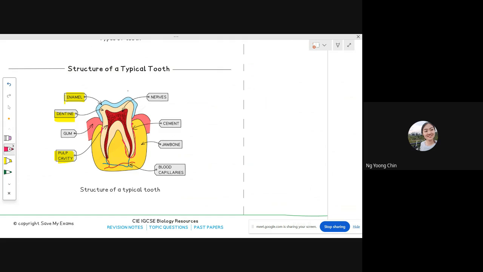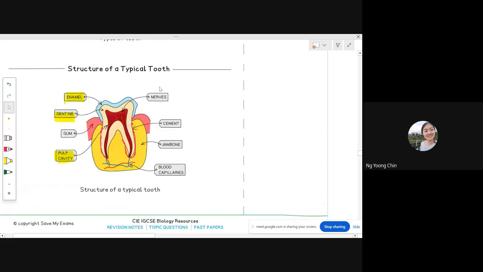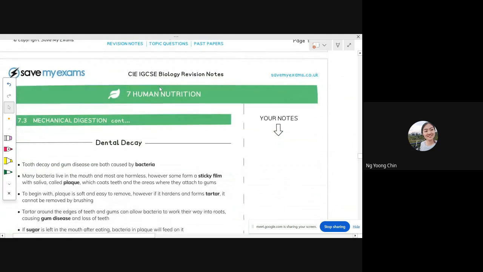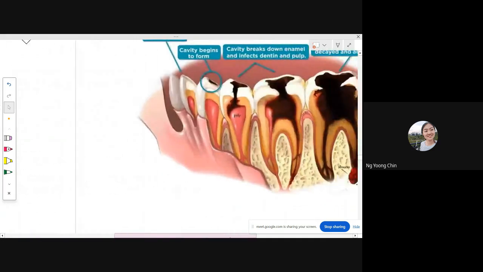Around here. And then the jawbone. Jawbone is just a bone, okay? A bone holding the teeth. So those are the structures of the teeth. And then you should know about what happens during dental decay. Okay, so you can have a look at this.